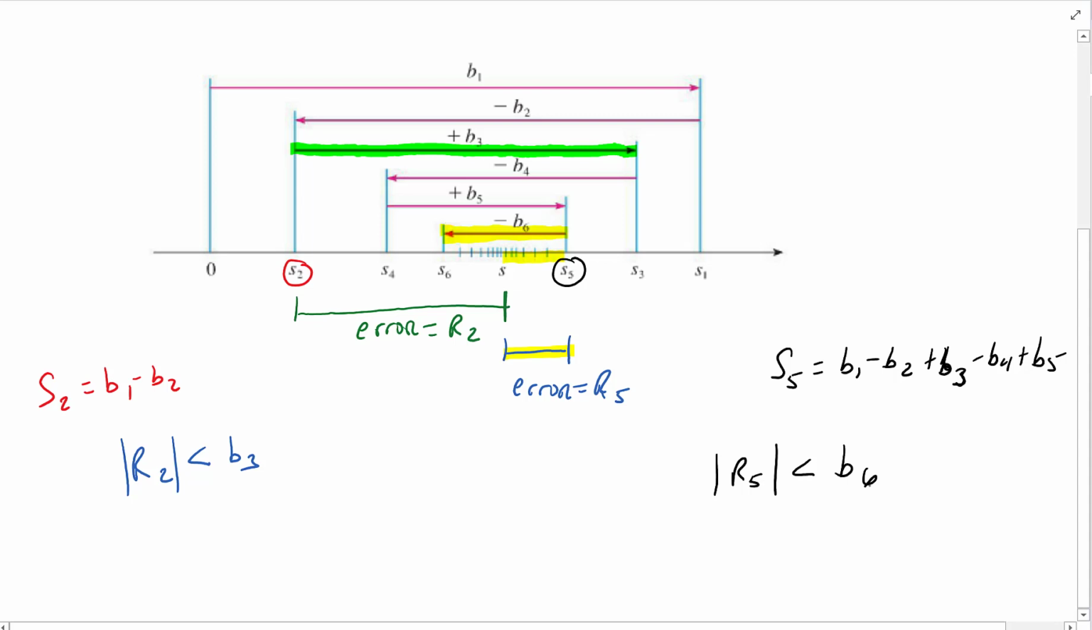The key about the alternating series is when you add the next term, you're always jumping across the sum to the other side. So that always goes from whatever partial sum you have back to the sum and then some distance. So that distance between the sum and the partial sum, that error, how far you're off, is always smaller than the next term.